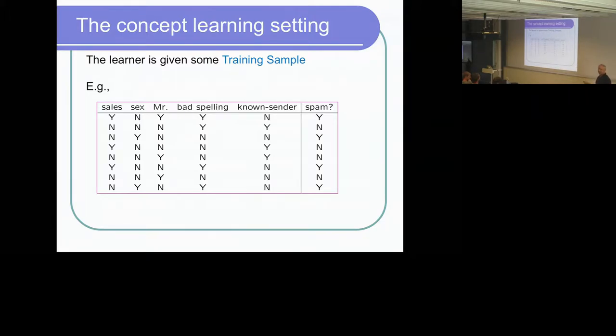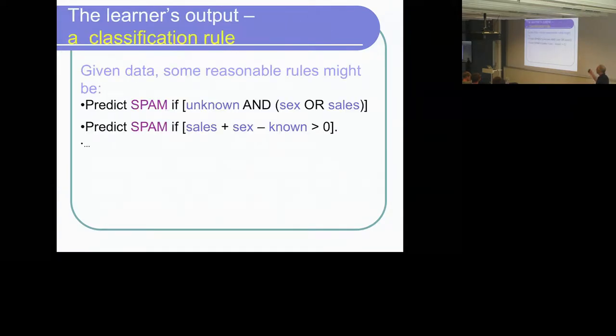What it should spit out is the algorithm that's going to be the spam filter. So it should spit out some rules, saying something like: predict spam if the sender is unknown and you have inside the email the word "sex" or the word "sales" or whatever. Okay, so basically the pattern here is that we have this training sample, we extracted features, and based on this, we're trying to come up with an output, which is a program that will do classification for us.